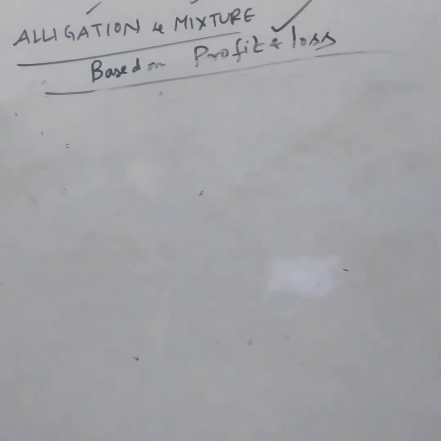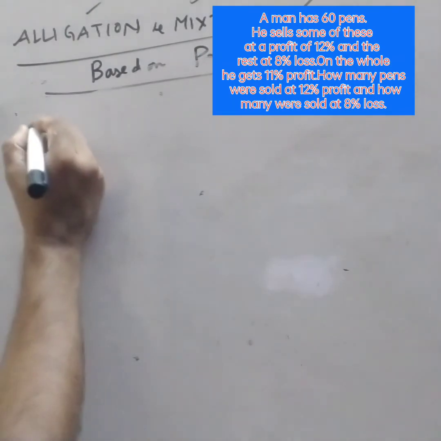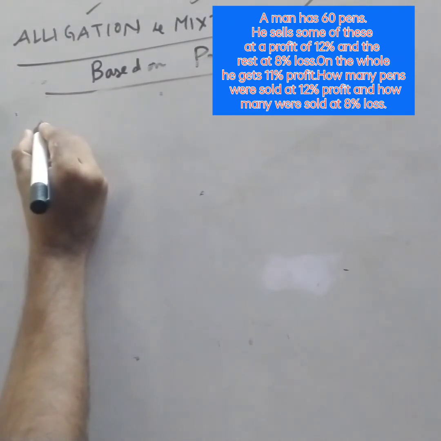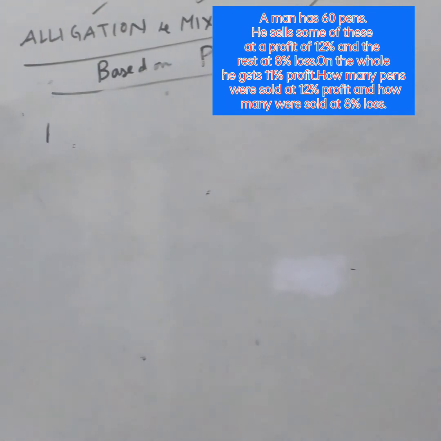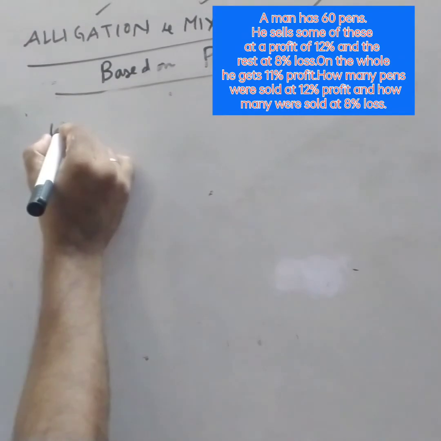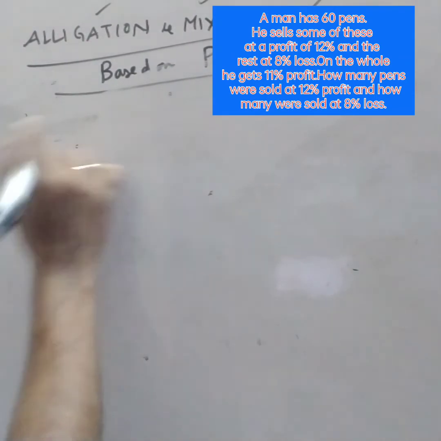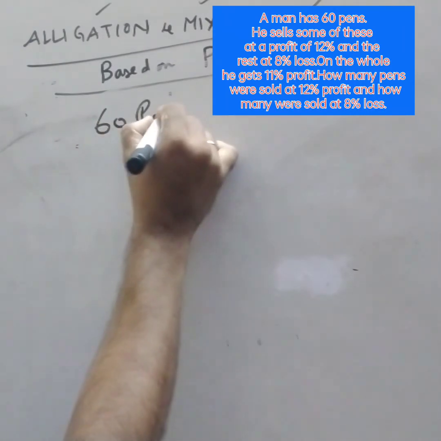A man has 60 pence. He sells some of this at a profit of 12% and the rest at 8% loss. On the whole, he gets 11% profit. So here, a man sells some pence. He has 60 pence overall.